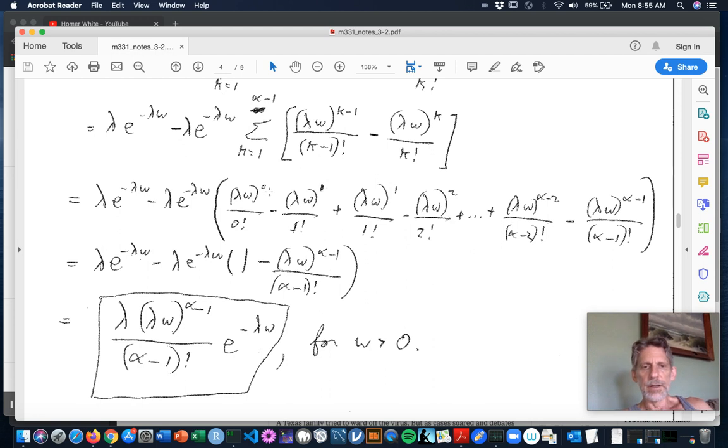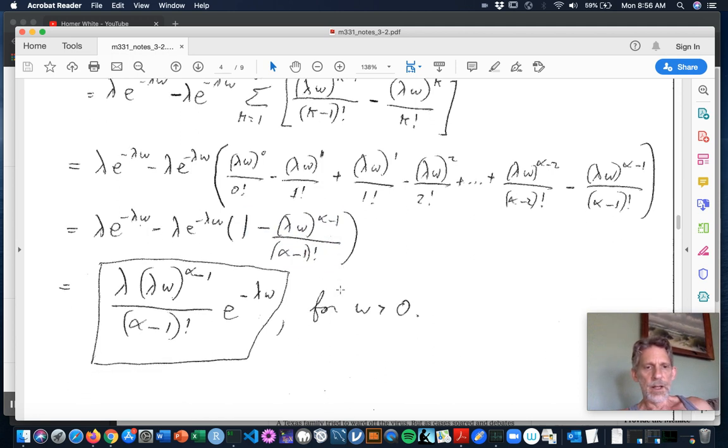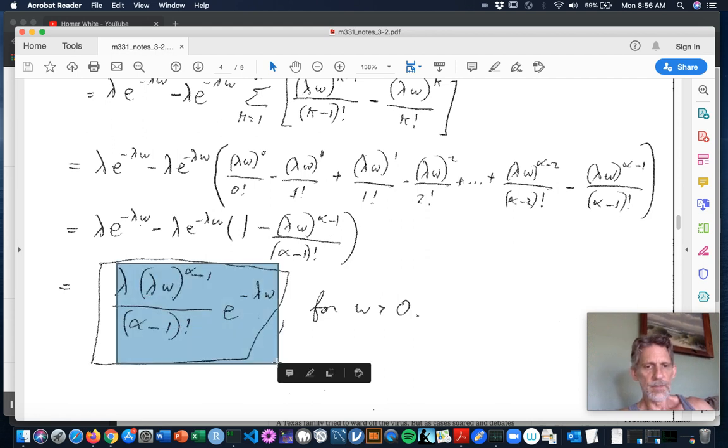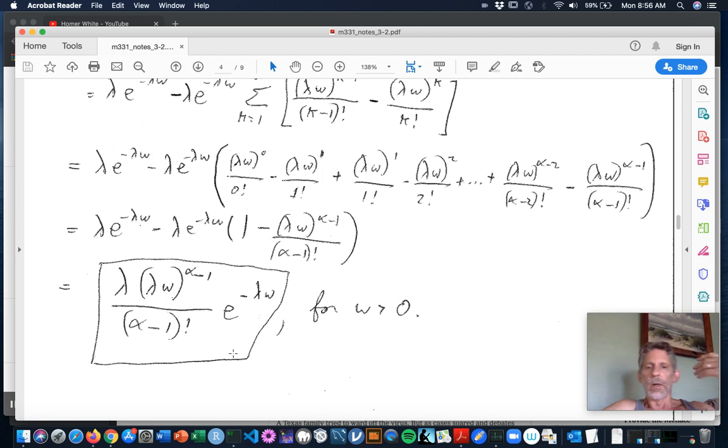And so in the end, that whole sum just telescopes down to the first part of the first term and the last part of the last term. Everything else gets canceled out. Wonderful little telescoping sum. And so we're just left with this. And so you can distribute the lambda e to the minus lambda w through, and you'll see there's a little bit more cancellation, and it all simplifies down to this. So, woohoo, we have the PDF for our gamma random variable.